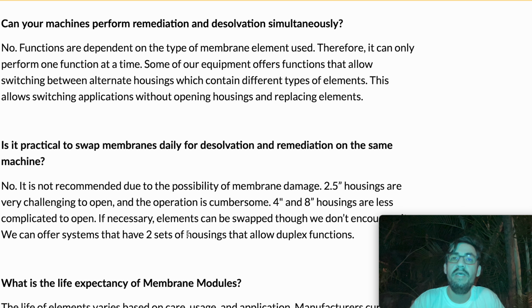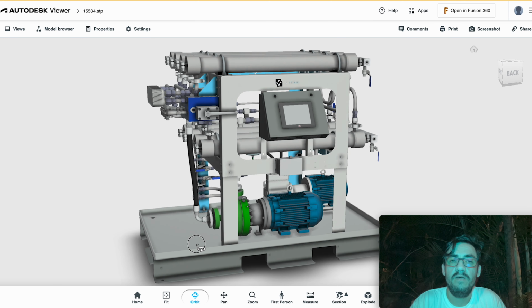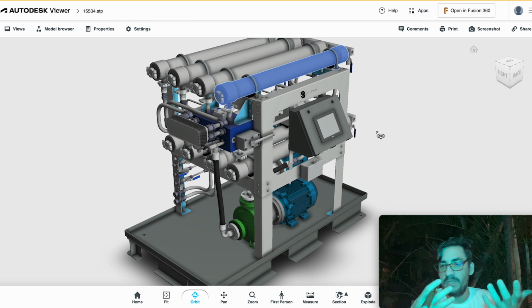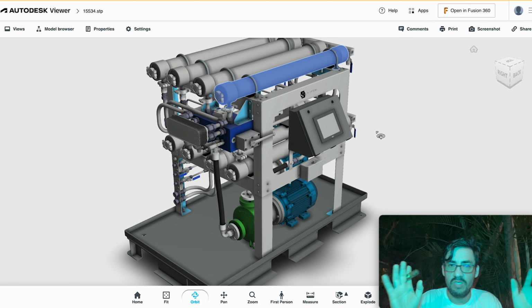So how we get around that is we have a duplex function. So these machines have X amount of tubes. So these tubes here are where the membrane goes in. And so typically the most efficient configuration for a machine is 4 tubes, and they do the filtration function, what have you. And to get around, if you want to do solvent recovery and desolvation, you need 2 machines because the membrane does the function itself.